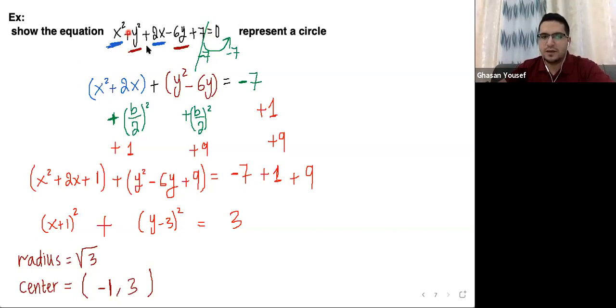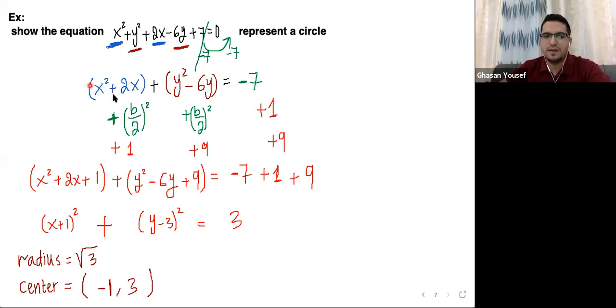When we combine the variable x together, we get x squared plus 2x. When we combine the y together, we get y squared minus 6y. And number 7, like I said before, we have to move it to the other side. To move it to the other side, I have to subtract the number 7 from both sides. When I subtract the 7, this will cancel out. So I get minus 7 on the other side.